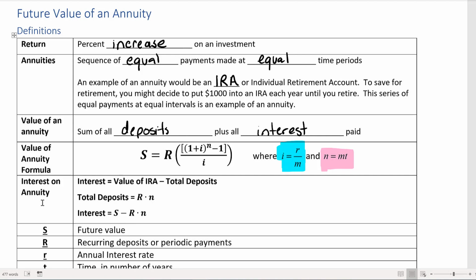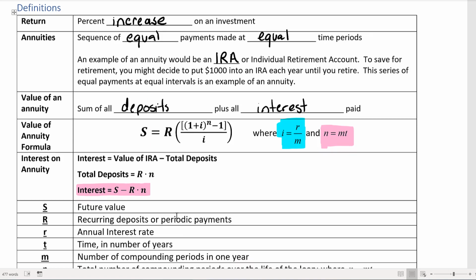The next thing is interest on an annuity. The interest equals the value of the annuity minus the total deposits. So after you find out what the IRA is totally worth, you subtract off all the things you paid into it, and then all you'll have left is the interest. The total deposits are R, your recurring payments, times n. So your interest will be S - Rn, which is another formula that we are going to need when we're solving some of the problems.